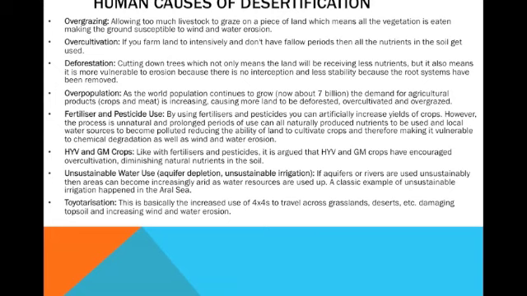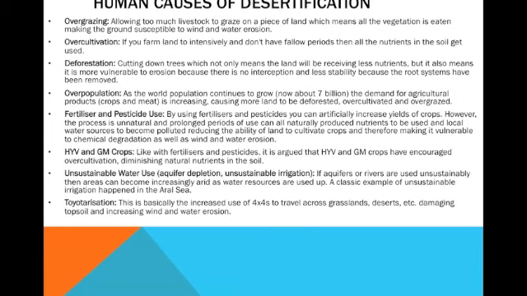Overpopulation. As the world population continues to grow, it's now at about 7 billion, the demand for agricultural products like crops and meat is increasing, causing more land to be deforested, overcultivated, and overgrazed. So, yeah.